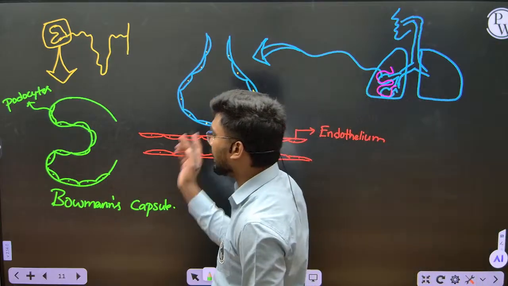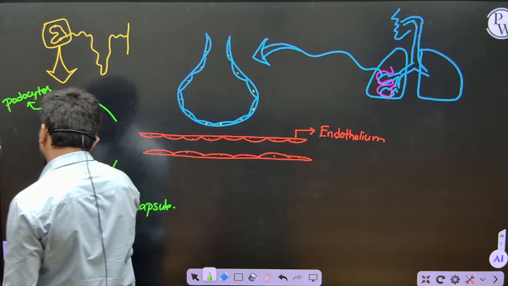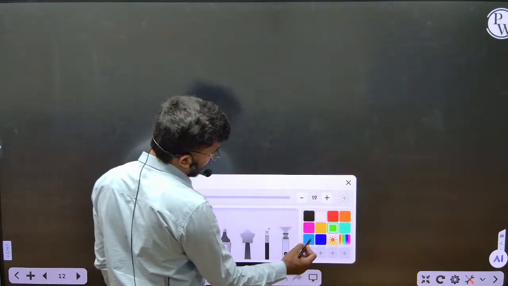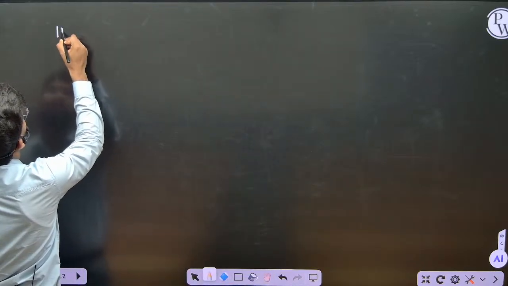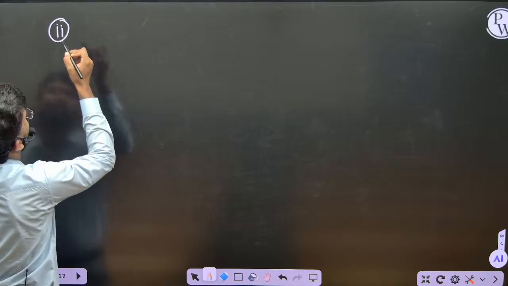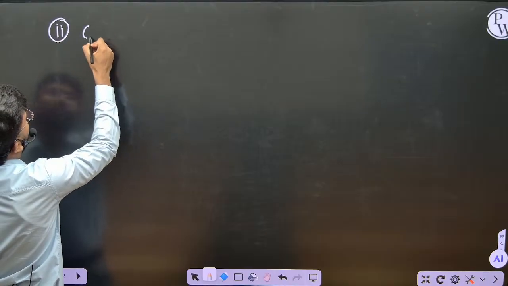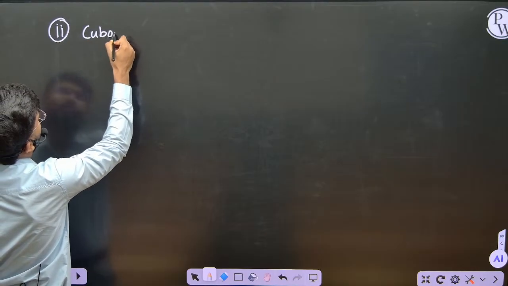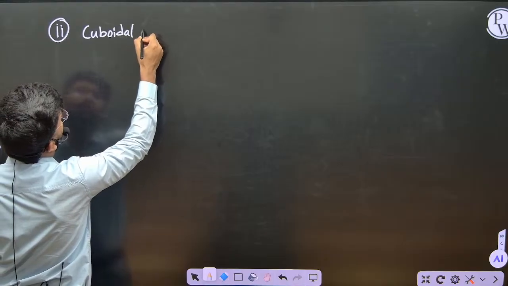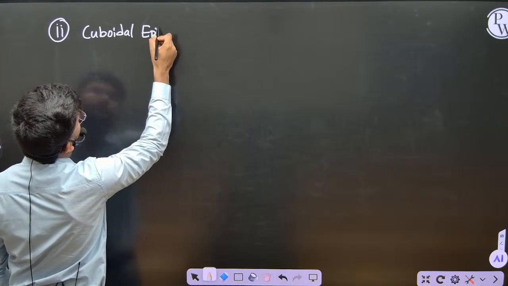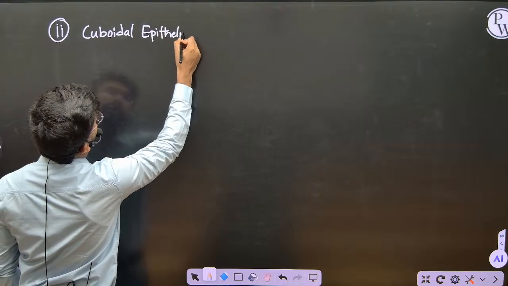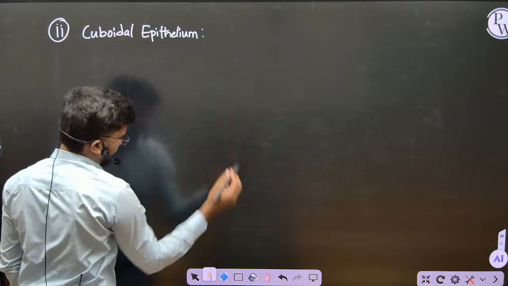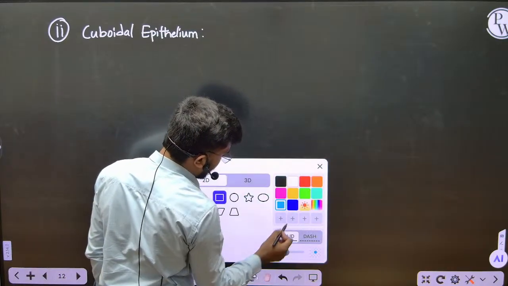So we have seen some examples of squamous epithelium. Now we are moving forward to study the second type of epithelium. It is again a simple epithelium. What is that called? Cuboidal epithelium.